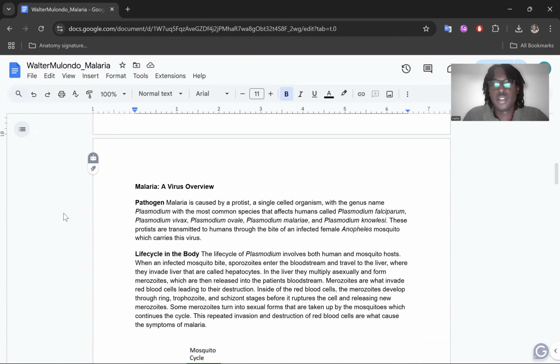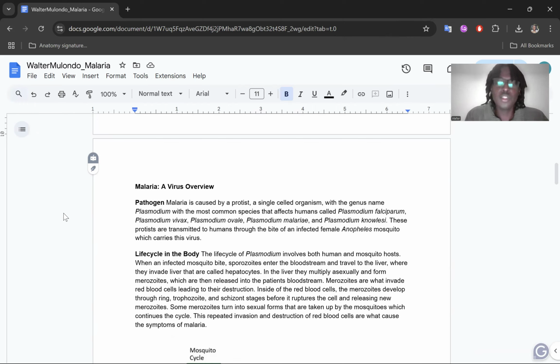The pathogen malaria is a protist, which is a single-celled organism of the genus Plasmodium. The most common species that affect humans are Plasmodium falciparum, Plasmodium vivax, Plasmodium ovale, and Plasmodium malariae. Finally, Plasmodium knowlesi. These protists are transmitted to humans by the female mosquito known as the Anopheles mosquito, which carries the virus. The males do not carry it.